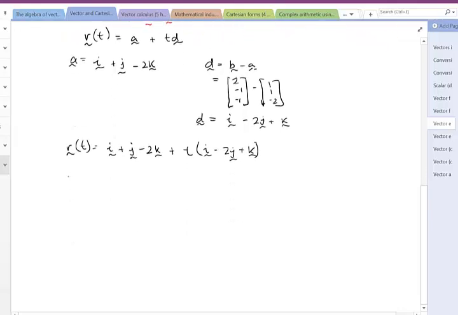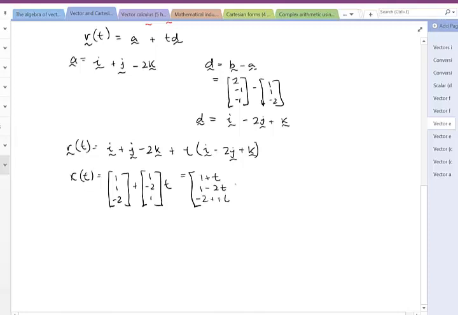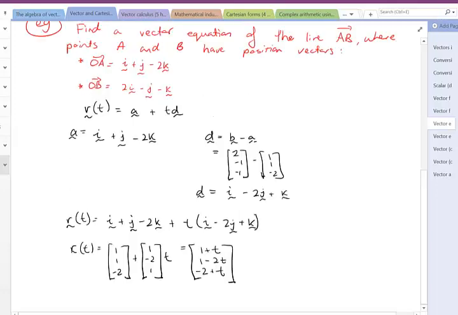Now if you wanted to, you could also write that in column vector form. You could say that R is equal to (1, 1, -2) plus (1, -2, 1) multiplied by t. Or you could say that it's (1 plus t, 1 take 2t, -2 plus t). And that would be a much easier way to deal with those vectors. Okay, so pretty straightforward. That's our vector equation of the line AB.